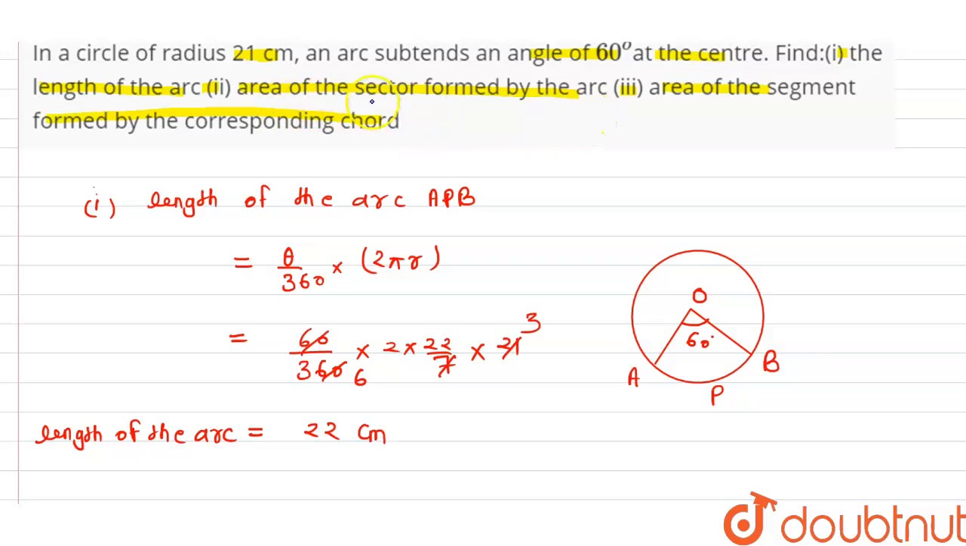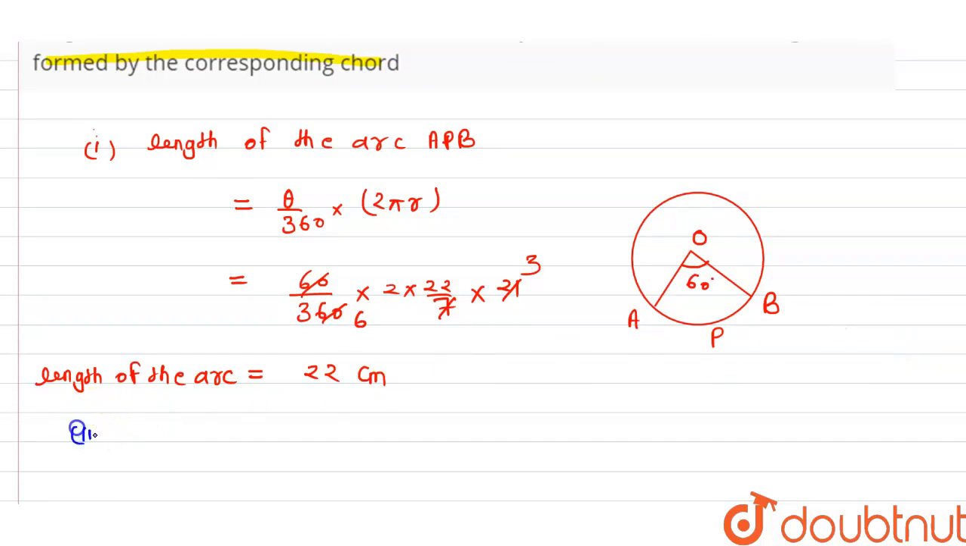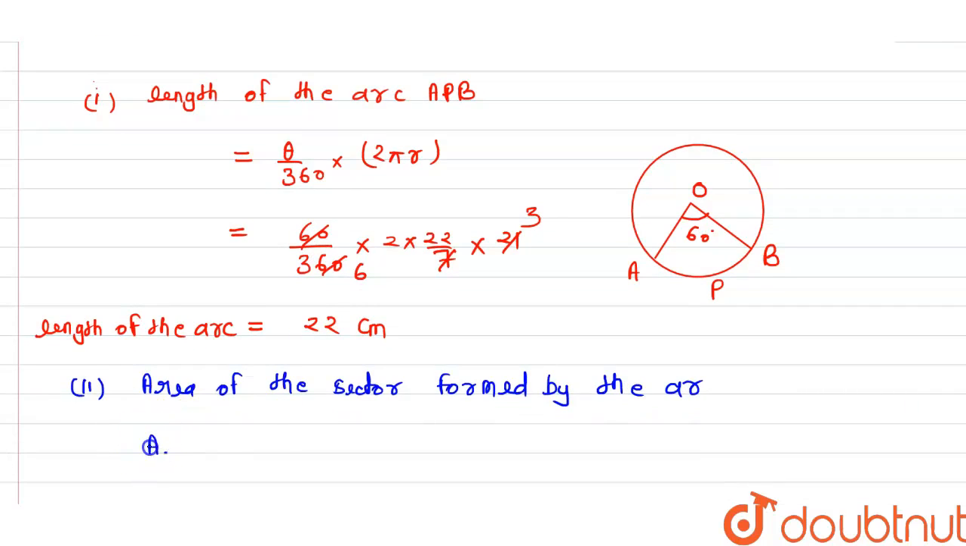And the second one is the area of the sector formed by the arc. So the area of a sector OAPB will be theta upon 360 into pi into r square.